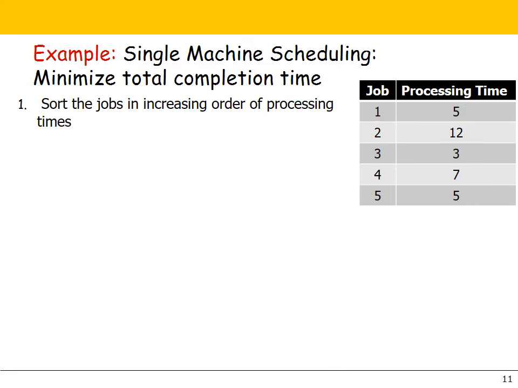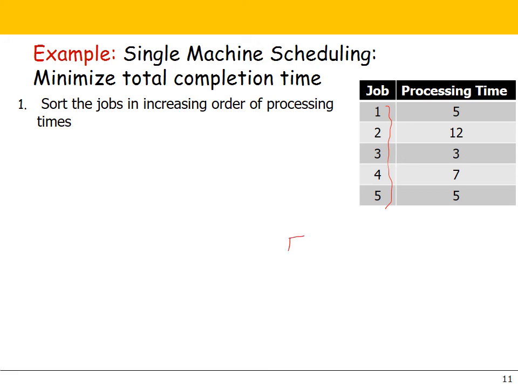The question is, find the sequence of these jobs, the processing sequence of these jobs on the machine, so that the total completion time of the sequence is minimized. We talked about this problem, if you remember, and the total completion time is this.